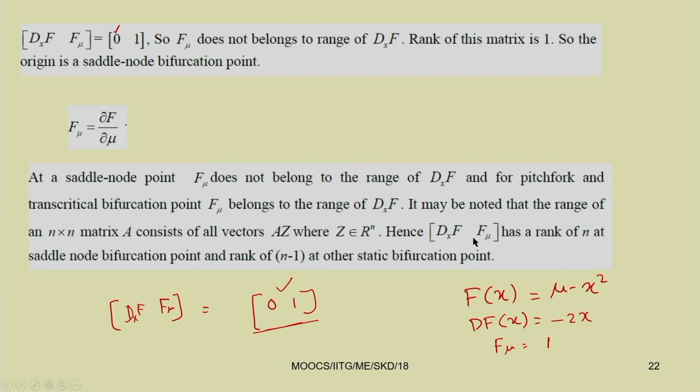So, we will construct this matrix and check. What is the range of this matrix? It may be noted that the range of an n cross n matrix A consists of all vectors Az, where z belongs to R to the power n. Hence, dxf f mu has rank n at a saddle node bifurcation point. In the previous case it has a rank of 1 at the saddle node bifurcation point and a rank of n minus 1 at other static bifurcation points. If you take other static bifurcation points, you can find the rank is less, that is n minus 1.